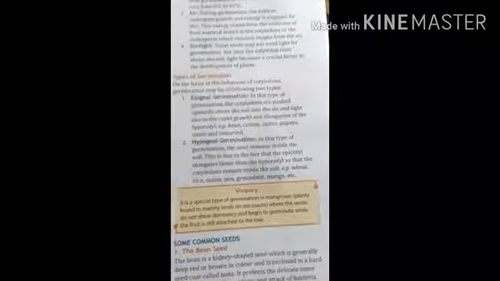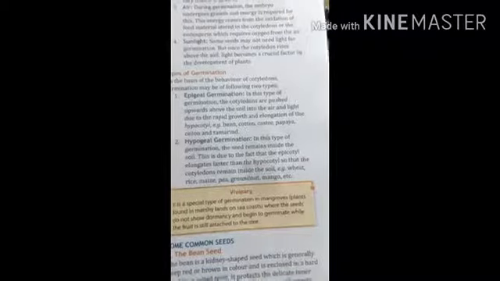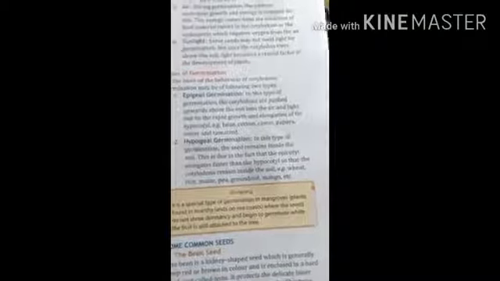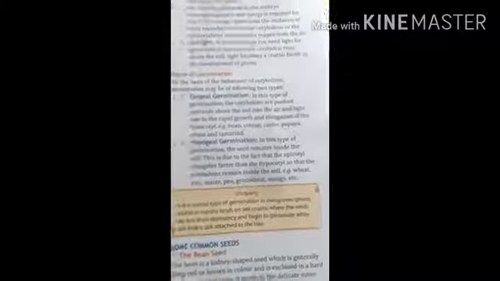Now, types of germination: epigeal and hypogeal. In epigeal germination, cotyledons are pushed above the soil into the air and light due to rapid growth of the hypocotyl. Bean, cotton, castor, papaya, onion, tamarind show epigeal germination. In hypogeal, it is just the opposite. The seed remains inside the soil. It is due to the fact that the epicotyl elongates faster than the hypocotyl, so that the cotyledons remain inside the soil. Examples: wheat, rice, maize, pea.